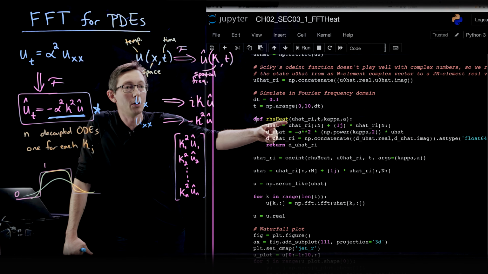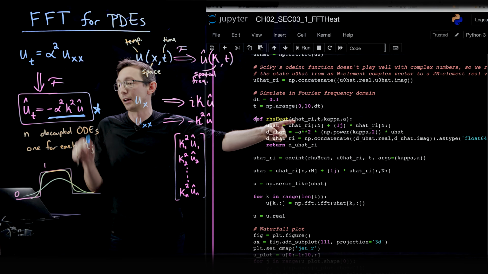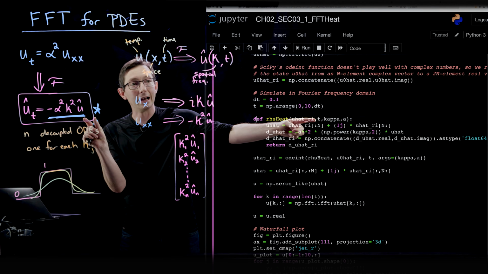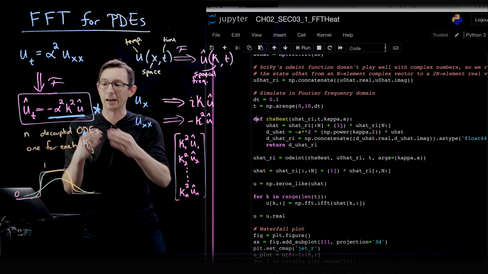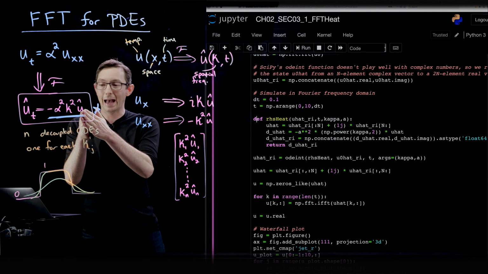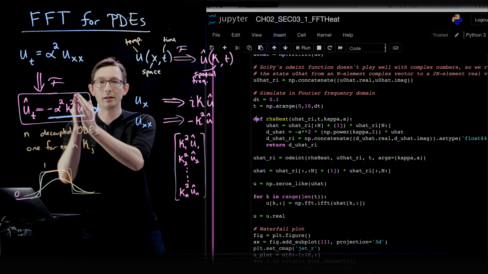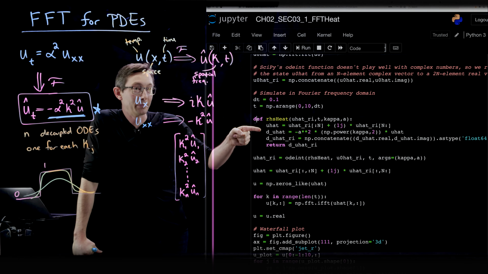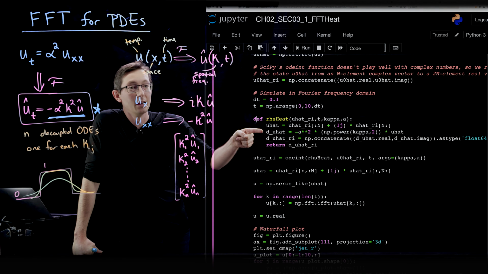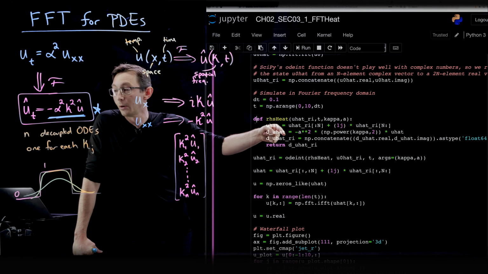Okay, and so RHS heat takes in a u hat vector, a time, a kappa, and an alpha. At an instant of time, we take that state vector u hat, we multiply it by kappa squared, by alpha squared, and by -1. And so that's what you're going to see here, is that we're first computing our derivative d u hat.